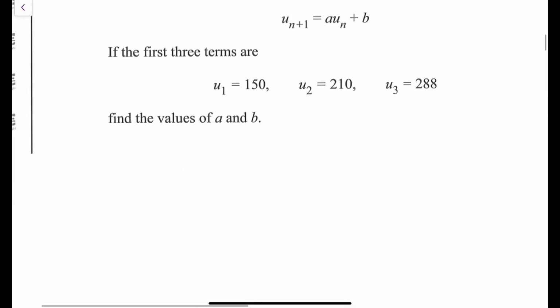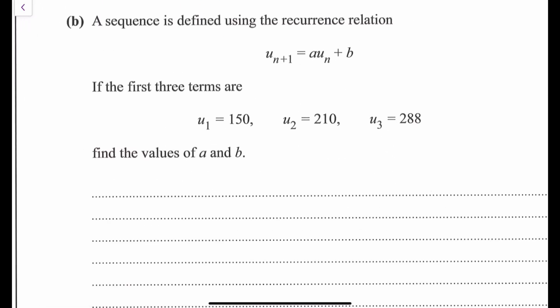Next bit here says a sequence is defined using the recurrence relation. So to get my next term, I do A times my current term, and then whatever that was, add B. And then we're told what our first term is. So it's first term, second term, and third term.